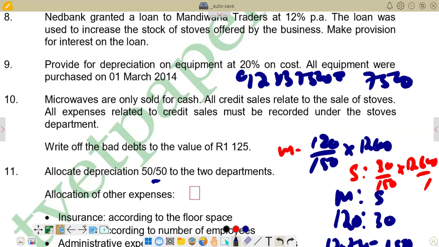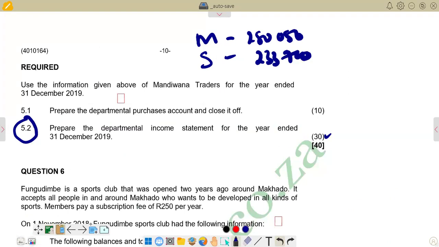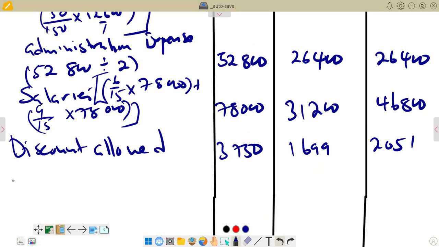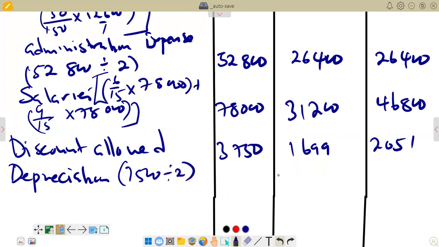So we come to the answer section, depreciation, whereby we are saying 7,500 divided by 2, you're going to get 3,750 for both departments. Get the two, get the total 7,500. So this is what we have.